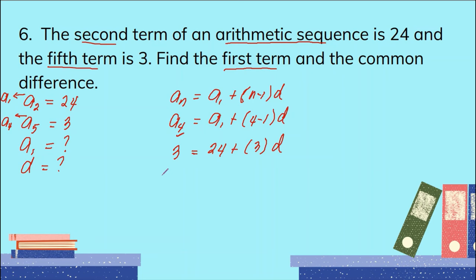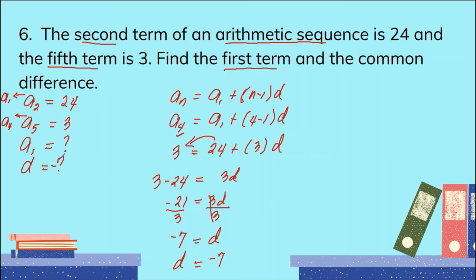So, solve na natin. So, 3 transpose, magiging negative 24 equals 3d. So, 3 minus 24 is negative 21 equals 3d. And then divide both sides by 3. So now we have negative 21 divided by 3. That is negative 7. That is our d. Right? So now we have our d as negative 7. At hahanapin na lang natin yung a sub 1.